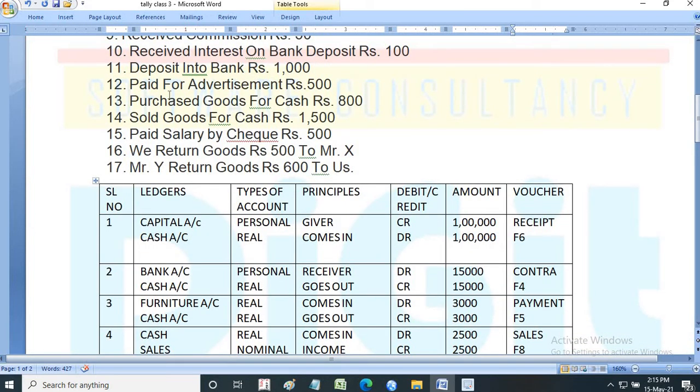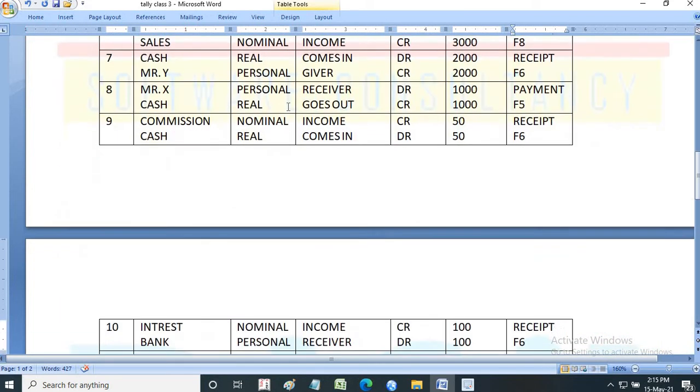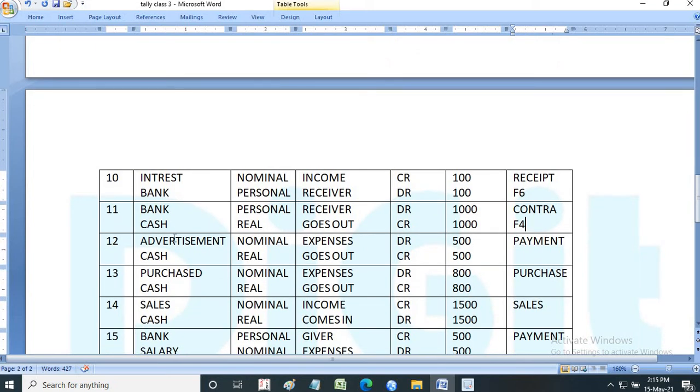And next number is paid for advertisement. Okay, this is one expenditure. Advertisement account is a nominal account, so expenses, and the rule says that for expenses it will be debited, and the amount is 500, and we are paying it in cash, to meet that advertisement expenditure. So cash is real and it goes out, so that will be credited, and the voucher will be payment, F5.